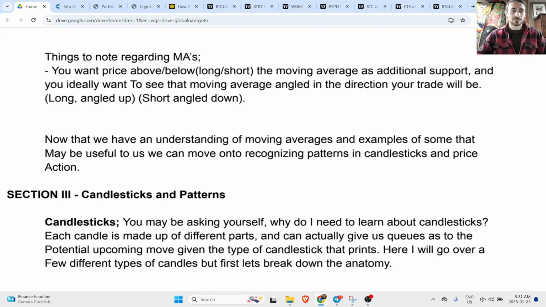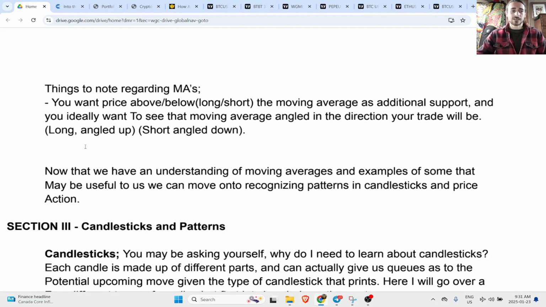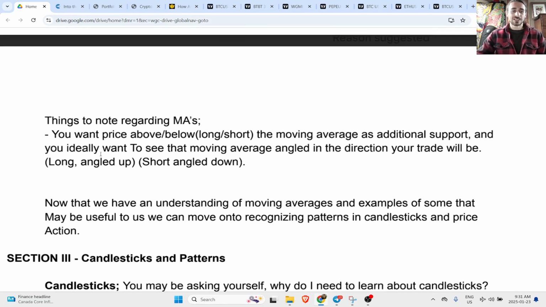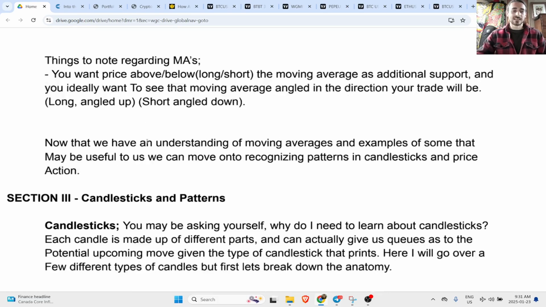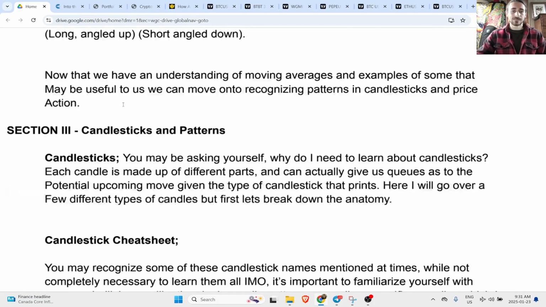Something you want to note regarding moving averages: you want the price above the moving average as additional support, and you want to see that moving average angling in the direction that you want your trade to go. So if you're going long, you want that moving average angling up, and if you're shorting or you expect downward price action, you might see that moving average angled downwards with price stuck below it.